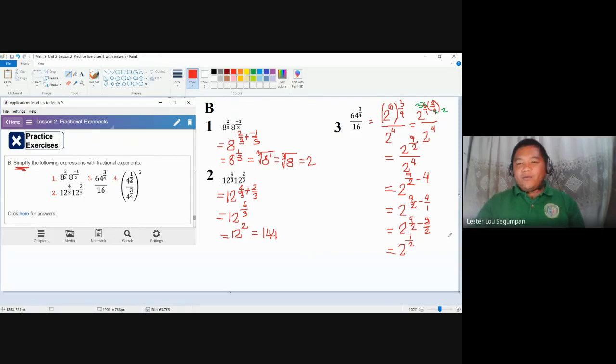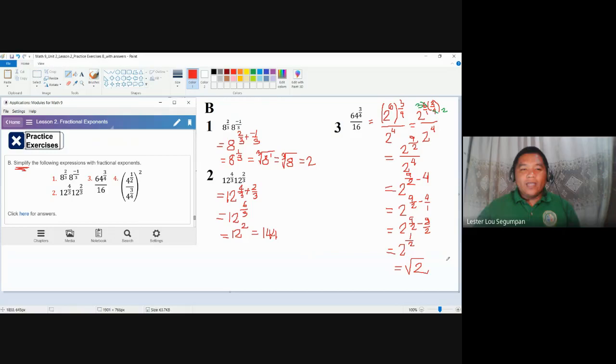So 2 to the power of 1 half is the final combination of the numerator and denominator. As to the final answer, express this in the form of a radical expression. The answer is square root of 2. That is what happened when we use base 2.